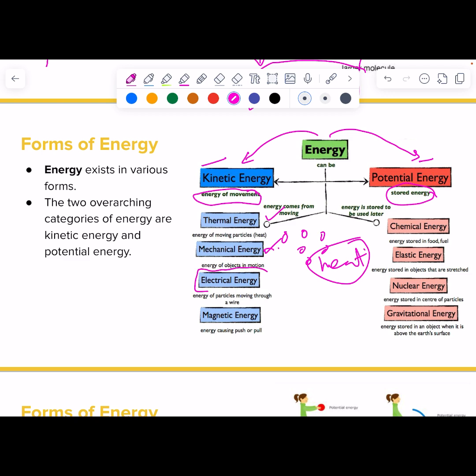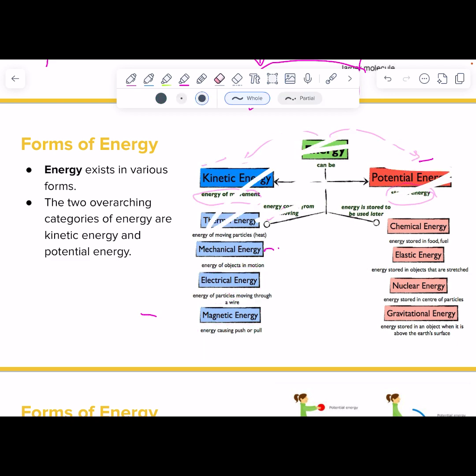Then electric energy, it is the charged particles that are moving in wires. So if you have a cable and the electrons that are moving through that cable, then we'll call that electric energy. Then what about magnetic energy? That one is just energy which is caused by magnetic fields. Magnetic fields, basically, are forces that pull or push one another. So you may have magnets pulling and pushing each other.